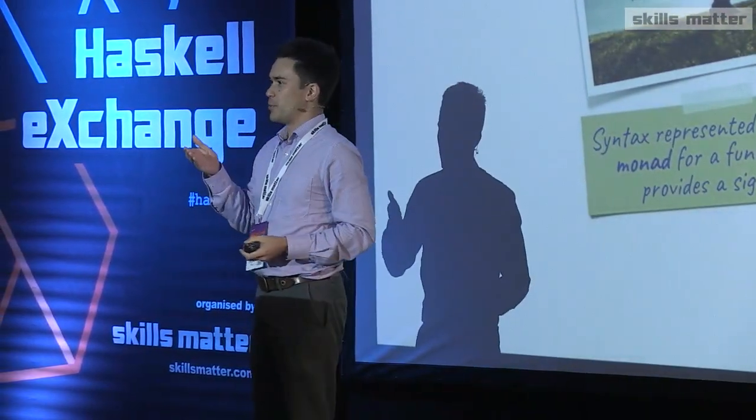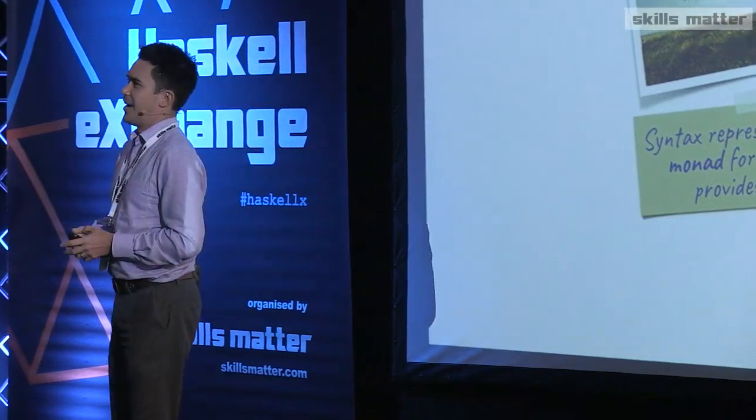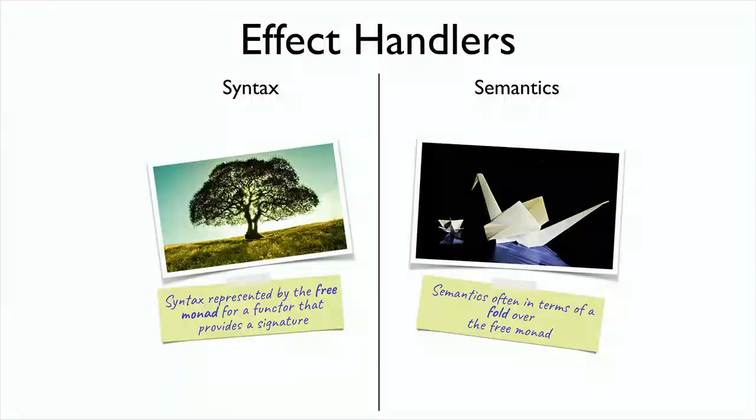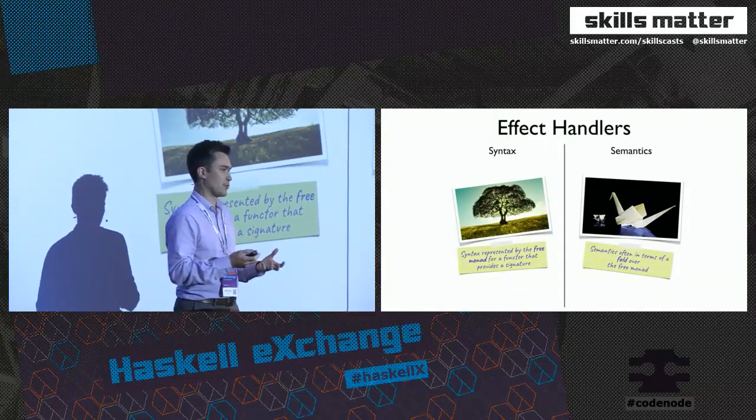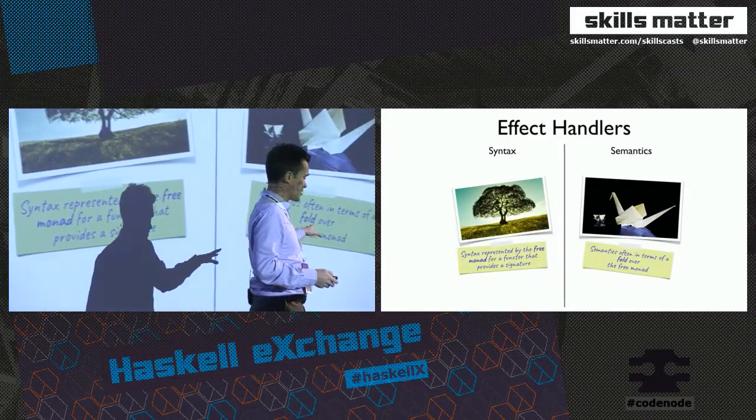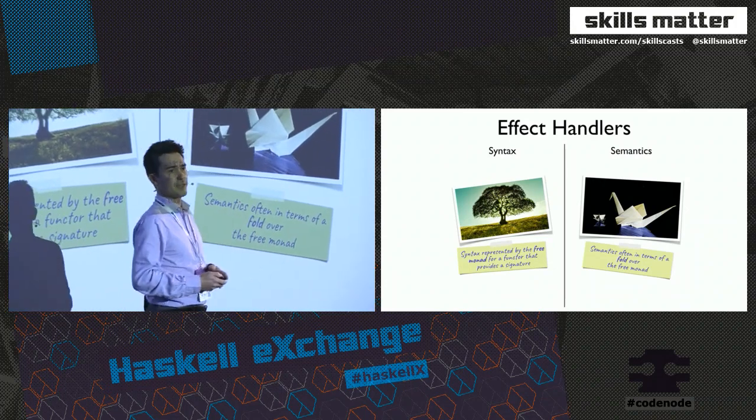So the effect handlers approach is really a combination of syntax and semantics, and there's a very clean delineation between the two. On the syntax side, basically we're going to create syntax trees, and the way we create these syntax trees is by using a functor that shapes the nodes of that tree, and the semantics are going to be given by a fold over that syntax tree.